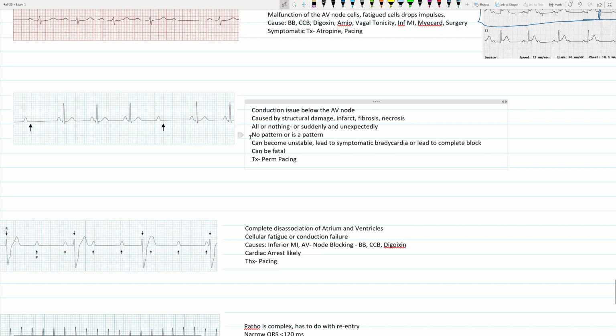Okay, so there could be no pattern, or it could be stable. So we could have one dropped wave, 3 QRSs, one dropped wave, 3 QRSs, one dropped wave, 3 QRSs. This can be unstable. We could be symptomatic because of this because we're having bradycardia. We're not actually pumping out enough blood to properly perfuse the total tissue. This can lead to a complete block, so our third degree block. This can be fatal, and the treatment is going to be permanent pacing for this patient. So we want to make sure that we don't allow them to drop any beats.